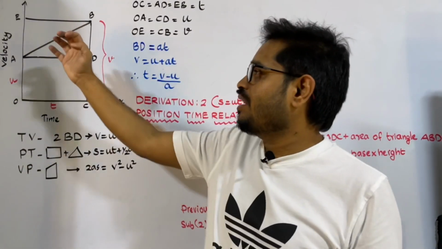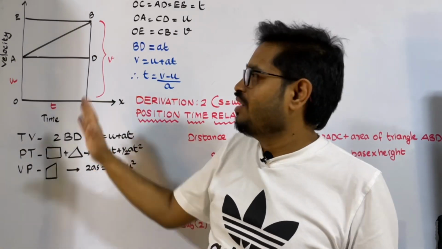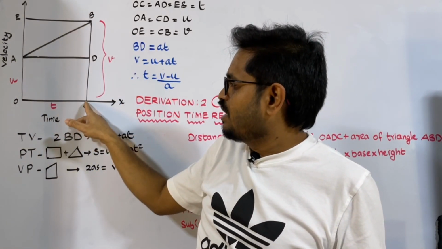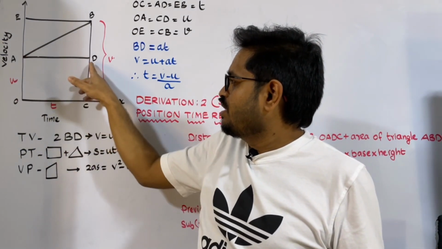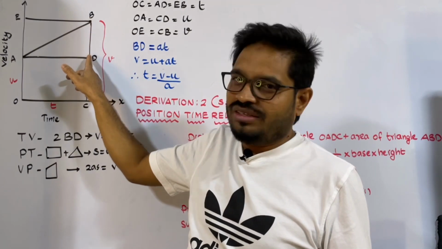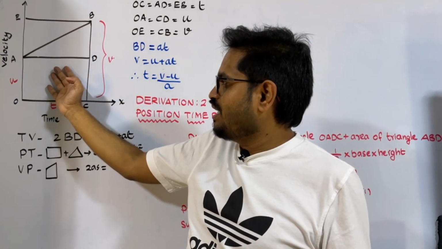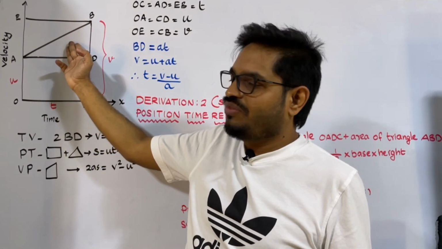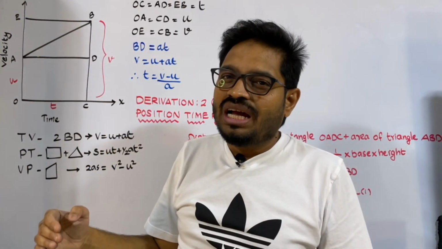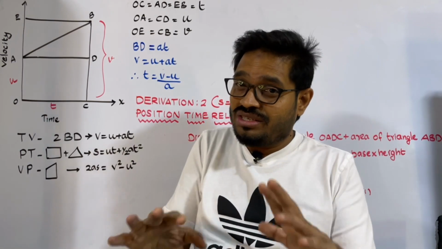So the area under the graph is the distance traveled. When you look at the graph, the area under the graph is actually the area of a rectangle and the area of a triangle. If you add the area of this rectangle and the area of this triangle together, you get the area under the graph, and that is the distance covered.